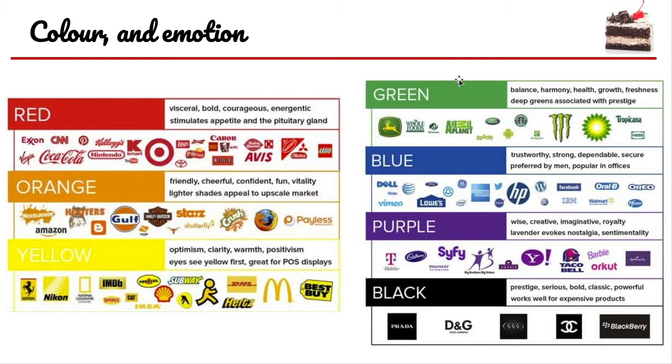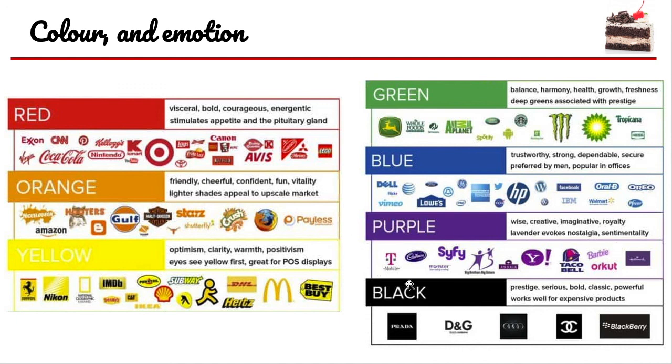And if we look here, look, green is associated with balance, harmony, health, growth, freshness. If you think of vegetables, typically we say green veg, that's supposed to be fairly good for you. So you can see here there's a lot of brands you might have seen. I know Monster's in there. I'm not saying Monster's good for you or bad for you, but obviously Monster there, the brand term's in there, which is quite nice. You've got blue, which then is trustworthy, dependable, strong, secure. We've got purple there, wise, creative, imaginable.